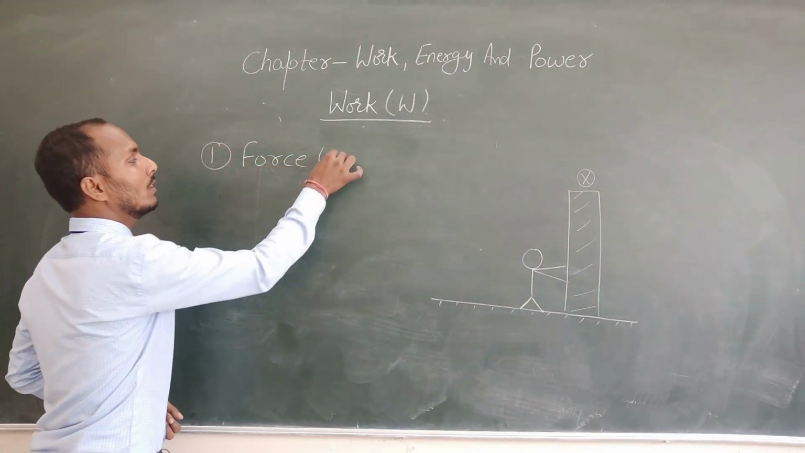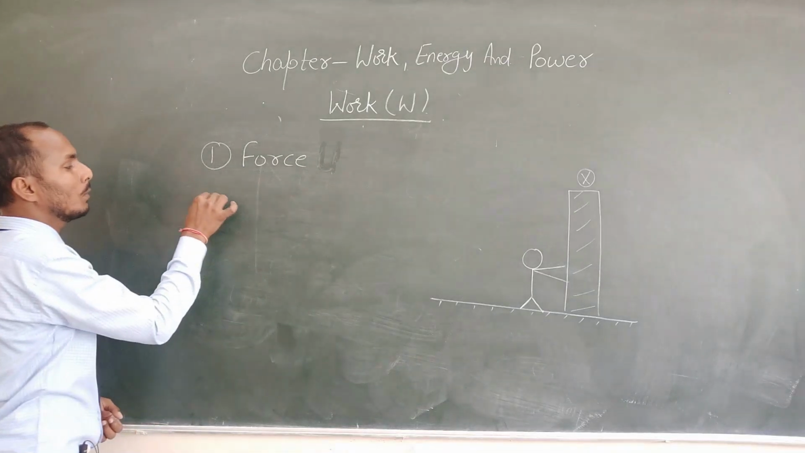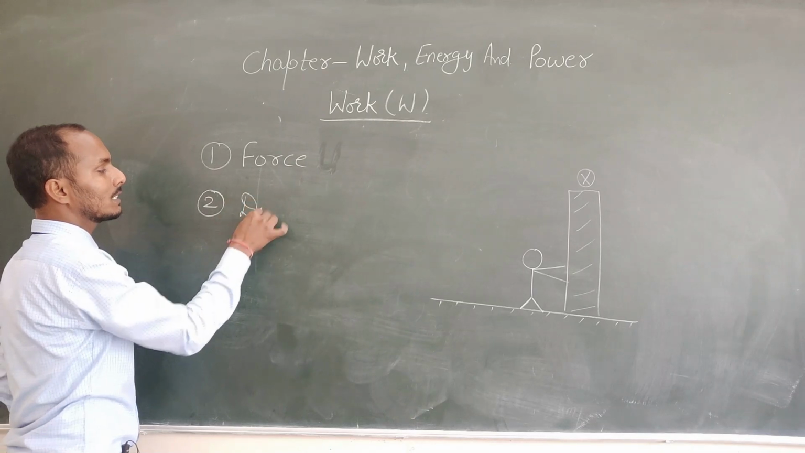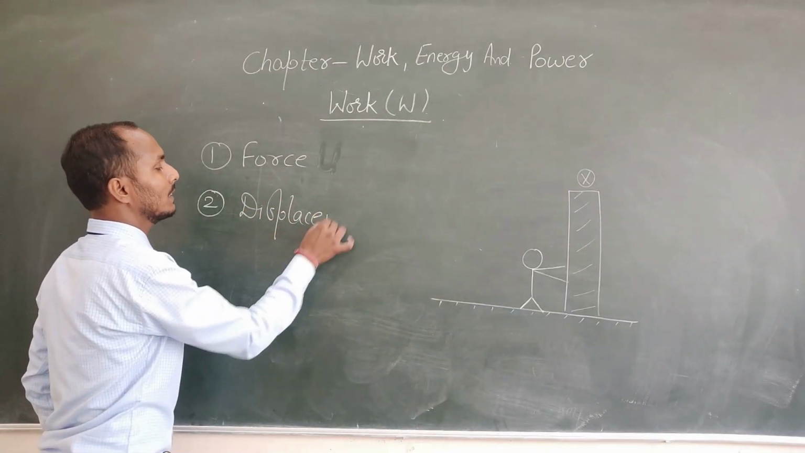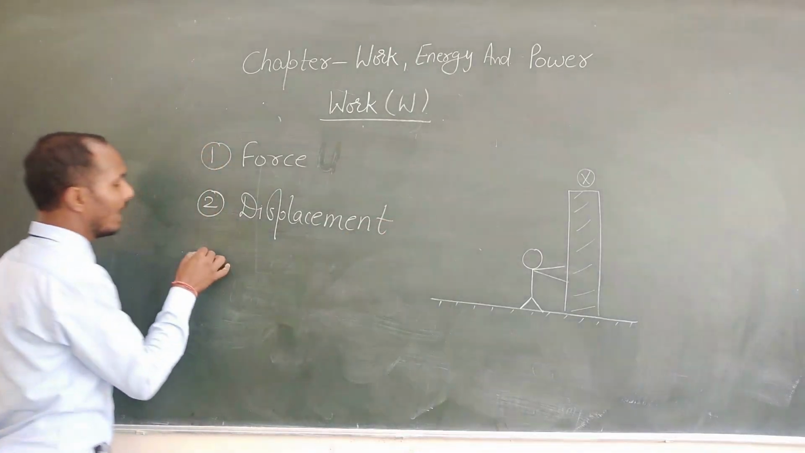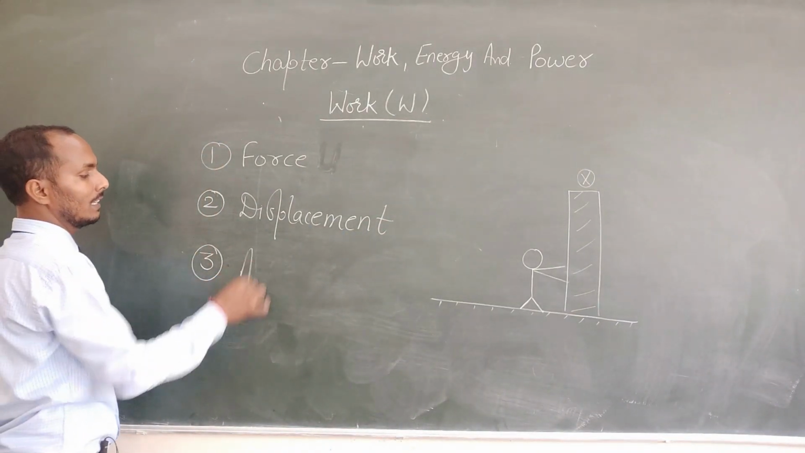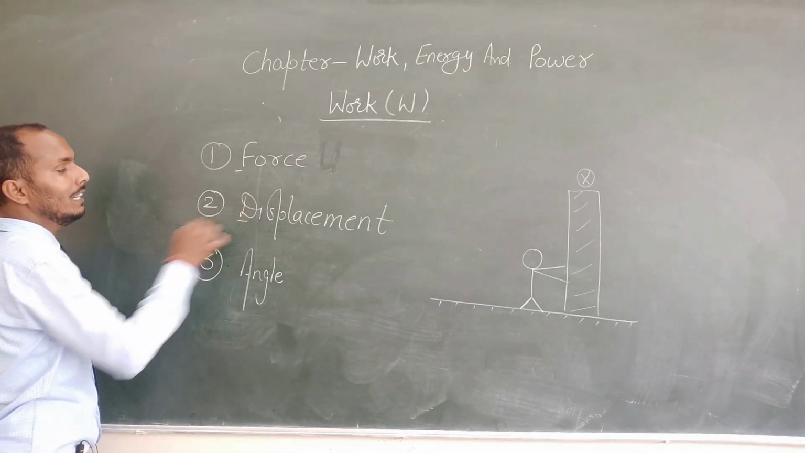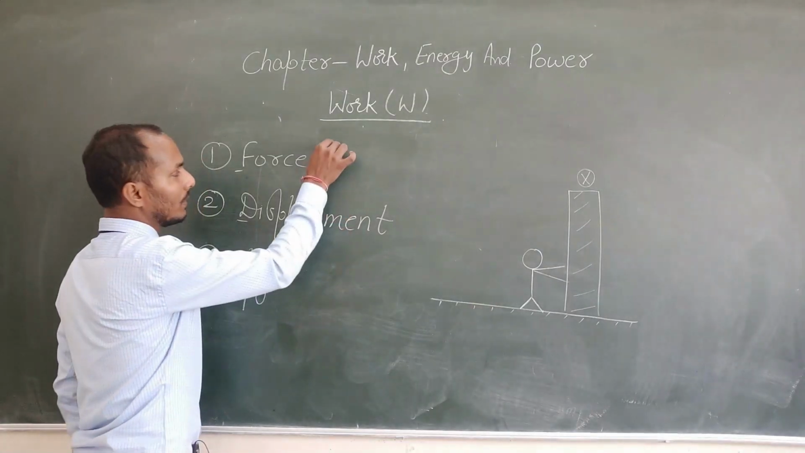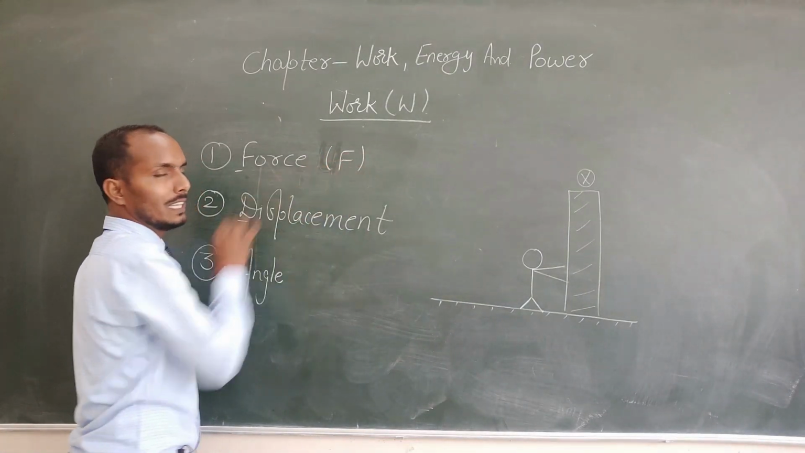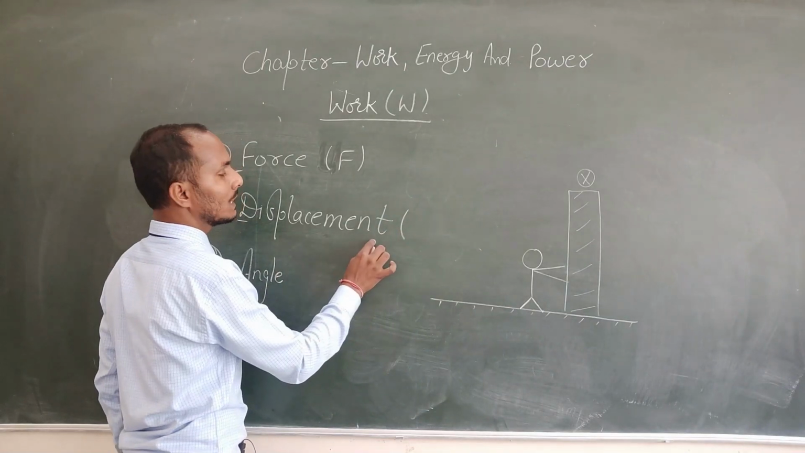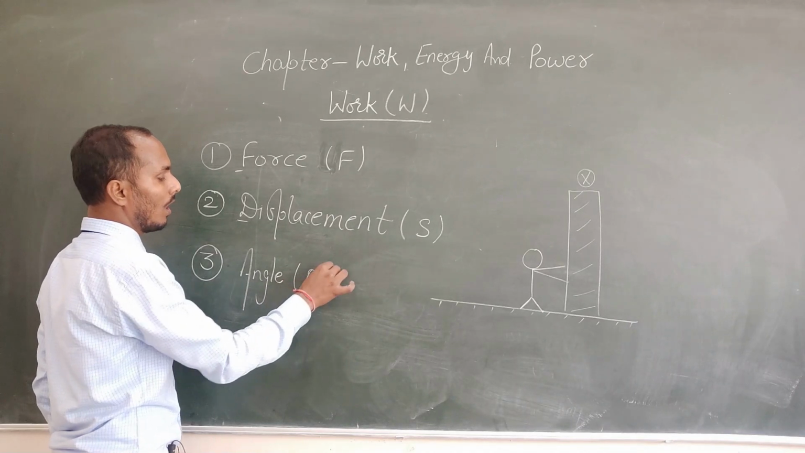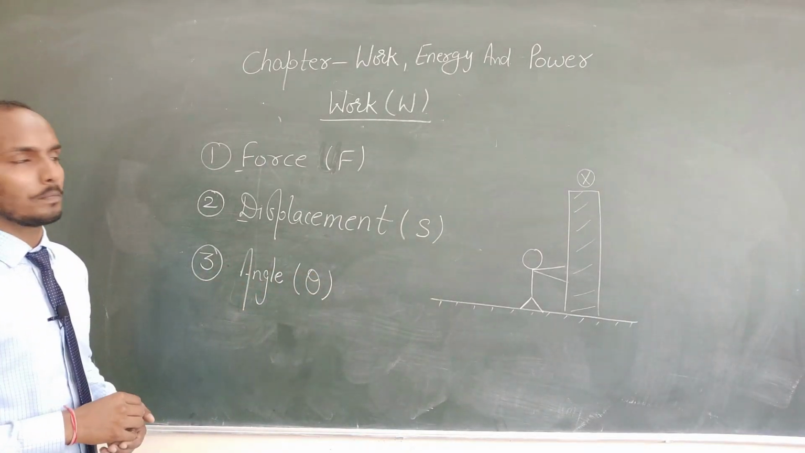work depends upon 3 factors. Number 1 is force, number 2 is displacement, and number 3 is the angle between force and displacement. Firstly, the symbol of force is F, the symbol of displacement is S, and finally the symbol of angle is theta.